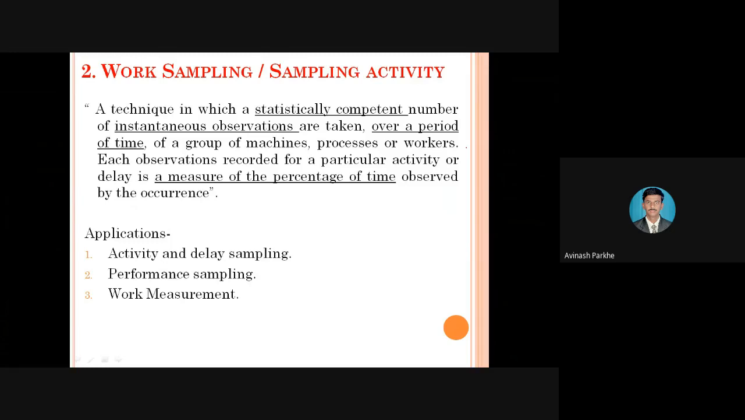Okay, once again, good morning, all. So, we have started chapter number 4, which is called work measurement. And in this particular chapter, we have discussed one of the important methods, which is called time study. So, basically, this chapter is mostly concerned with the time required to perform the task.